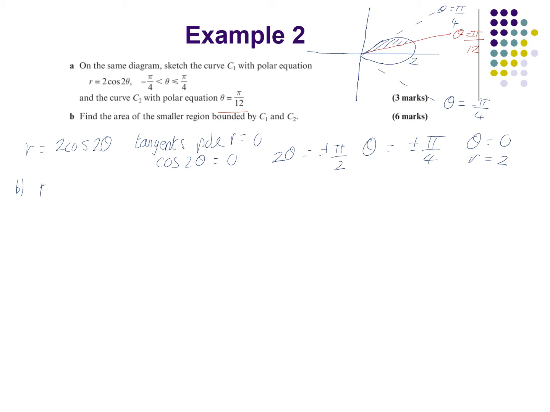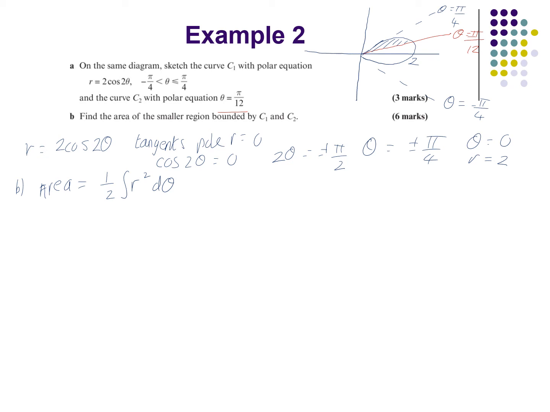Okay, yes, we know our formula for our area, which we always say is half r squared d theta. Now, when I'm integrating to find that part, I must make sure that I use the tangent to the pole as my upper limit, and I don't go and use, say, pi by 2.